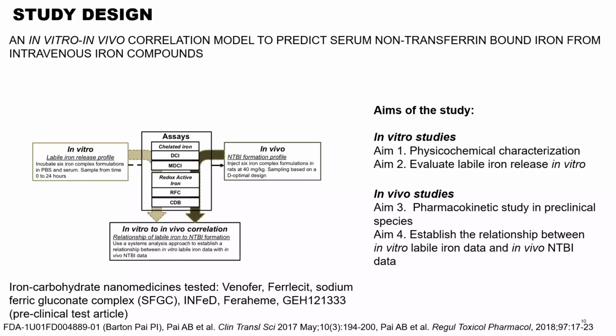So now I'll move into our project, which was entitled an in vitro in vivo correlation model to predict serum non-transferrin bound iron from intravenous iron compounds. The purpose of our project was to identify appropriate assay methodologies for NTBI that were in fact robust both in vitro and in vivo. We further sought to evaluate then the relationships between the in vitro parameters and the system parameters. In this study, we employed 6 IV iron compounds.